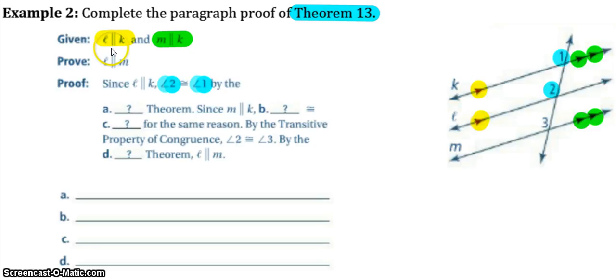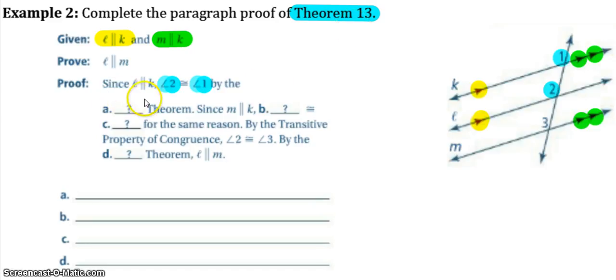So our given is the yellow and the green. So our parallel lines, we know that K is parallel to L and that K is parallel to M. Then I want to prove L being parallel to M. So again, this is our Theorem 13. We're assuming that we don't know it yet. We have to prove it.